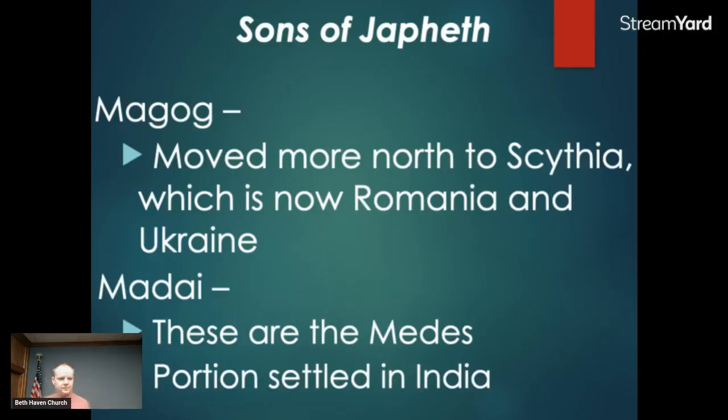And you have Madai. These are the Medes. Portions settled in India. Do you realize the sons of Japheth went from Europe all the way east? In fact, there's a lot more connection between Caucasians and Japanese than there is between Japanese and Middle Eastern, even though there's a distinct look that's different.